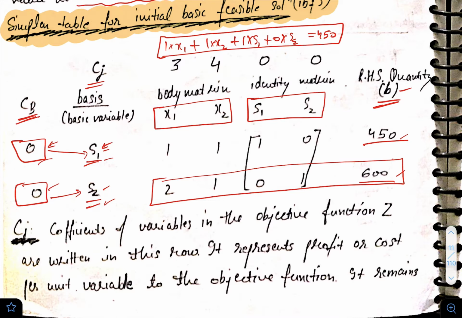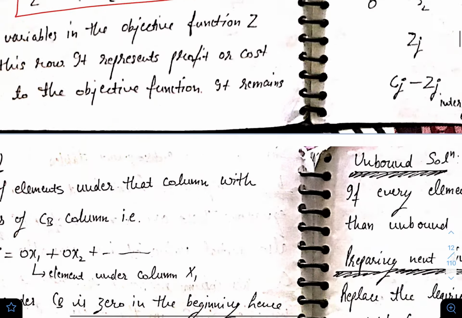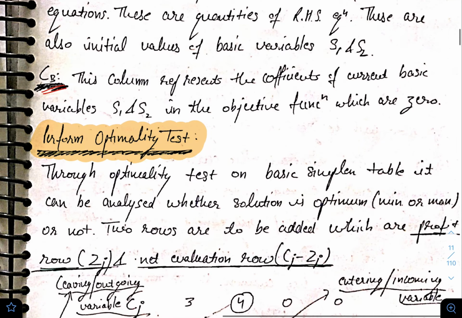So what are those two rows? First of all, we will see that. See what is written here. Through the optimality test on the basic simplex table, it can be analyzed whether the solution is optimum or not. Two rows are to be added, which are the profit row, that is Zj. What is Z? We know it is our objective function. So one row that I will introduce now will be Zj.